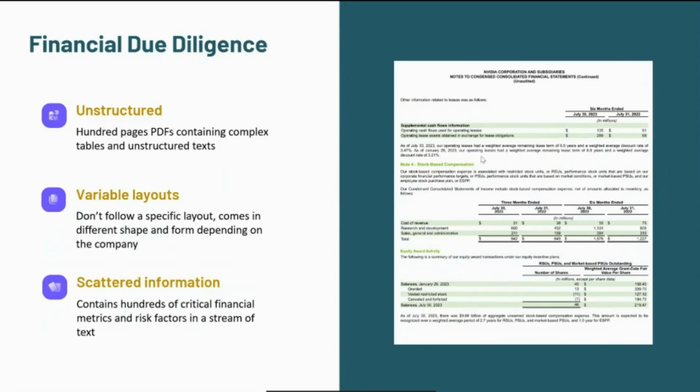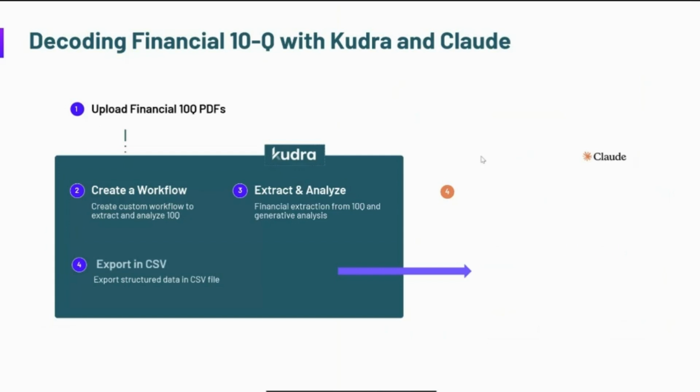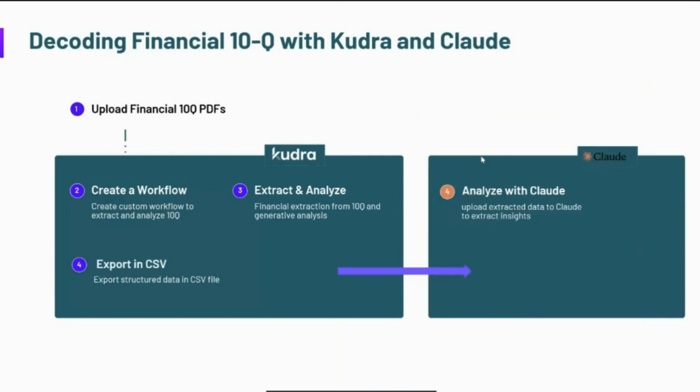And that's what we're going to focus on today. For today's webinar, we're going to try to extract information from the 10Qs. These are quarterly reports from public companies. We're going to use Kudra for the extraction, because we would like a very accurate extraction. And also, we're going to feed that information to Claude in this case, and show what you can do with it.